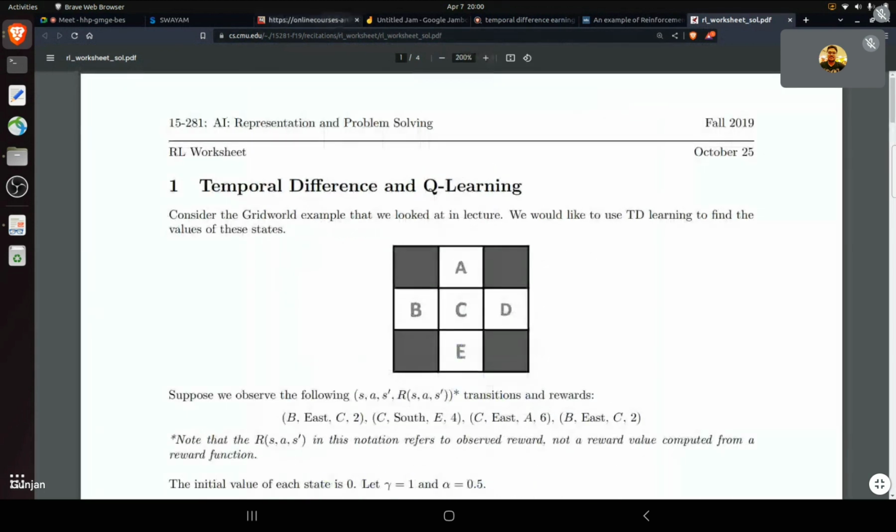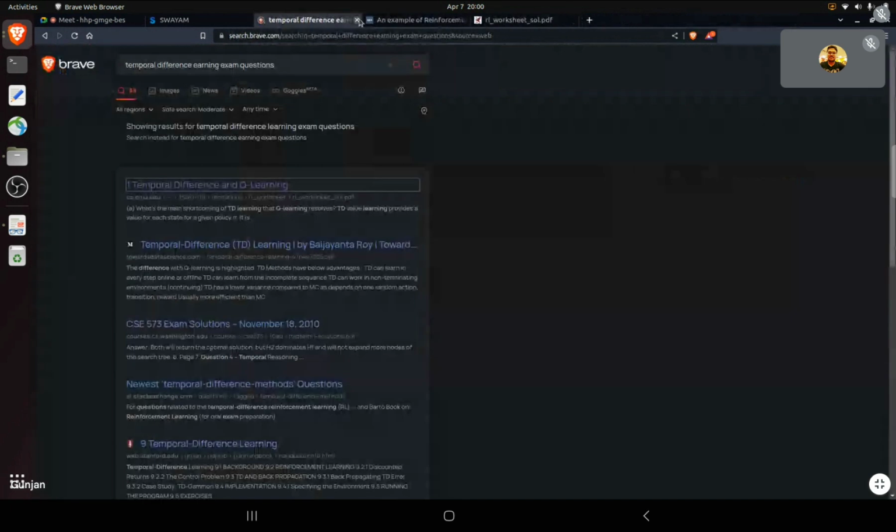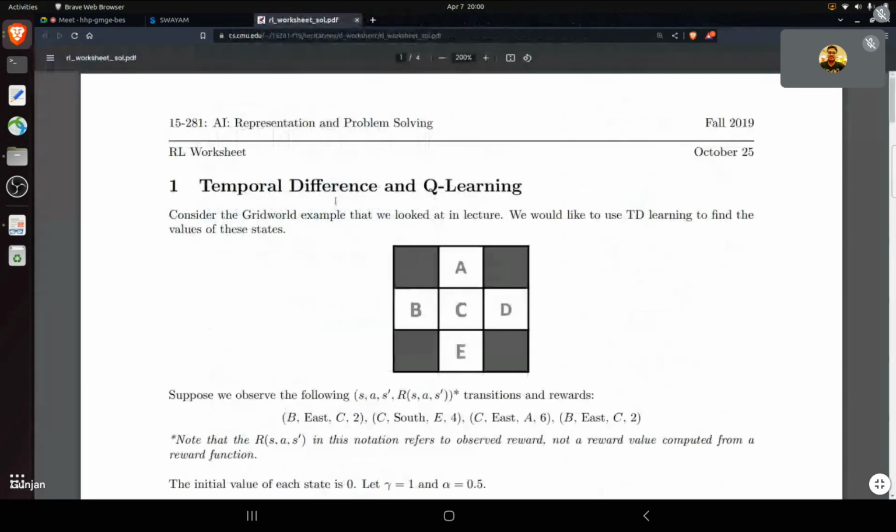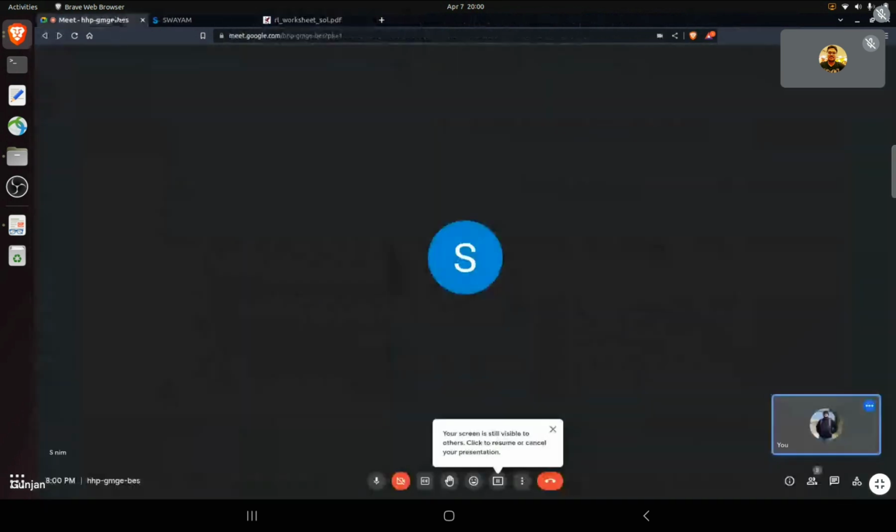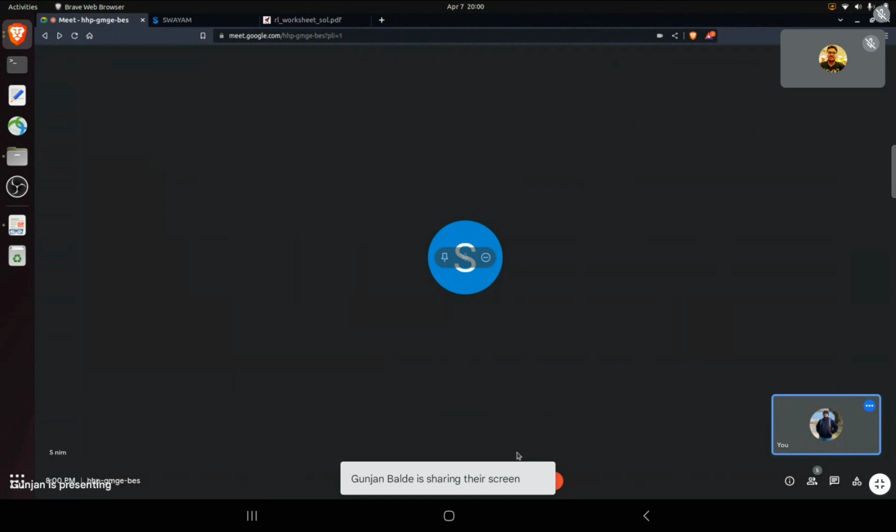Can you see my screen? Yes, yes. Okay, so this is temporal difference and Q learning.